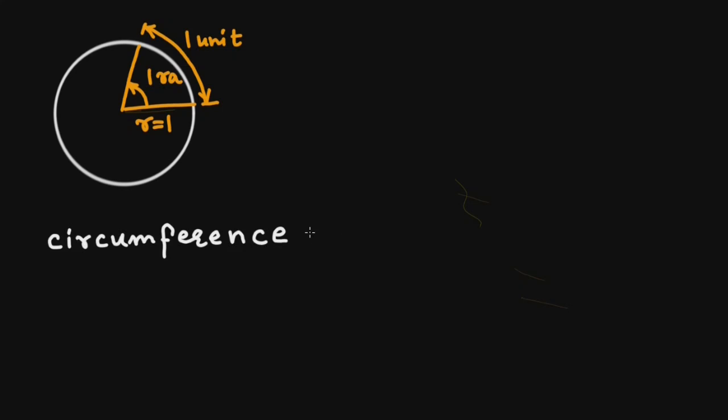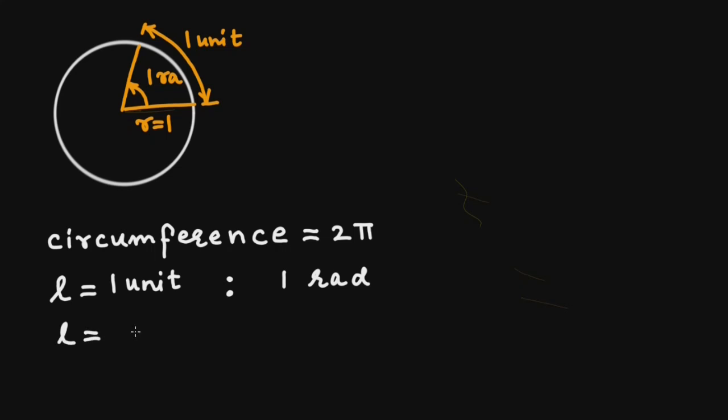We have seen when the radius of a circle is 1 unit, the angle subtended by an arc of length 1 unit is 1 radian. The circumference of this circle, which is also the length of the arc of this circle, is 2 pi. So when the length of the arc is 1 unit, the angle subtended at the center is 1 radian. Radian in short is also written rad. So when the length of the arc equals the circumference 2 pi unit, the angle will be 2 pi radians.